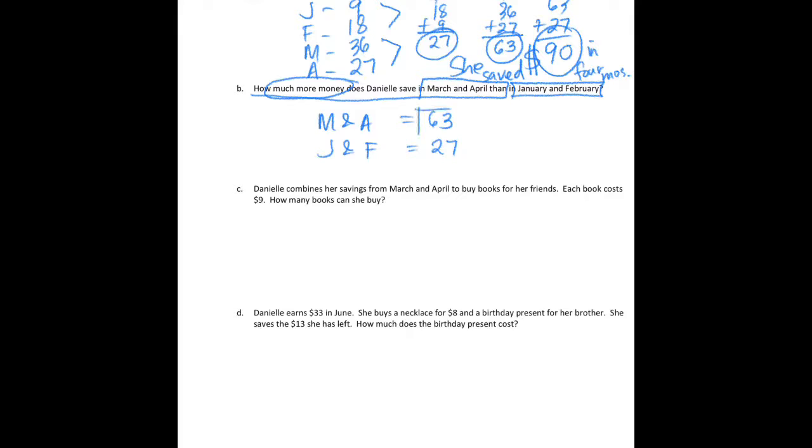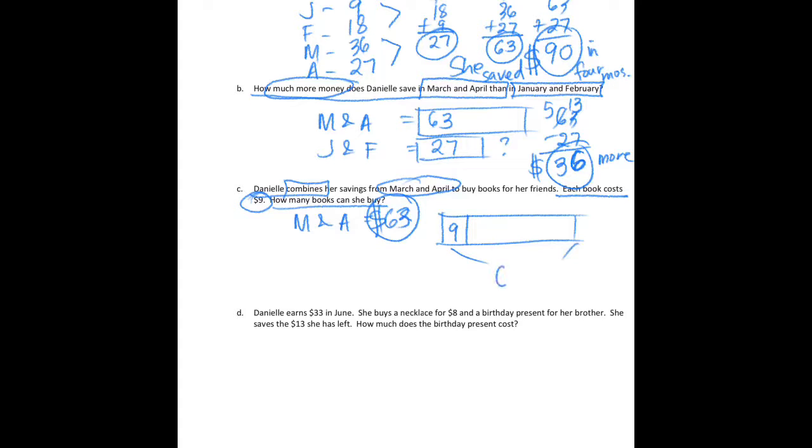Now I'm also going to use my tape diagram to compare and see what's the difference between these two. And so I subtract 63 minus 27, and that's going to be equal to $36. She saved $36 more in March and April.